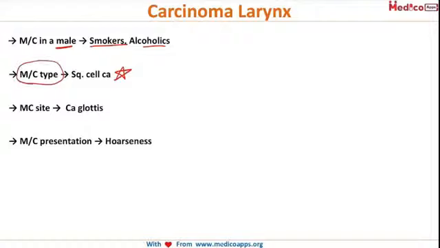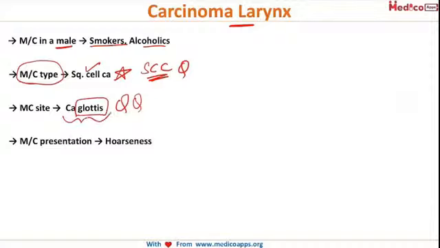The most common type of carcinoma larynx that we usually come across is the squamous cell carcinoma. Please make a note of this. Most common type of carcinoma larynx is the squamous cell carcinoma. Now the most common site, another very important question, is the glottis. So in carcinoma larynx, the most common site is the glottis, that is the carcinoma of the glottis.